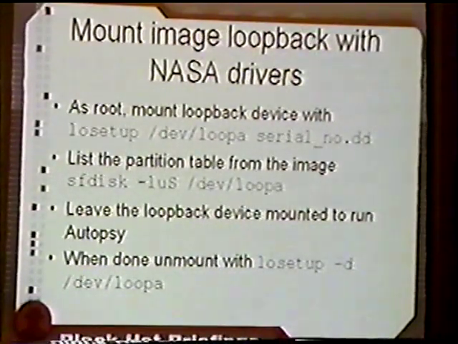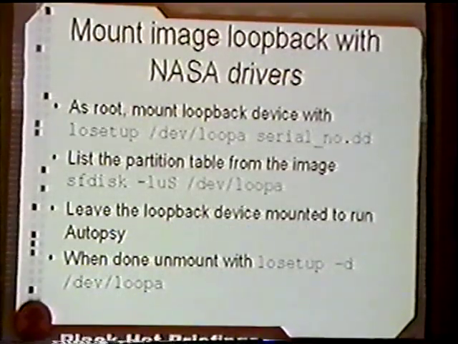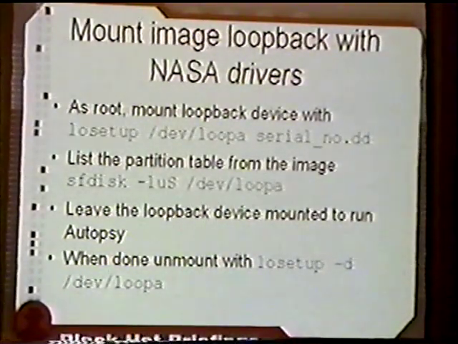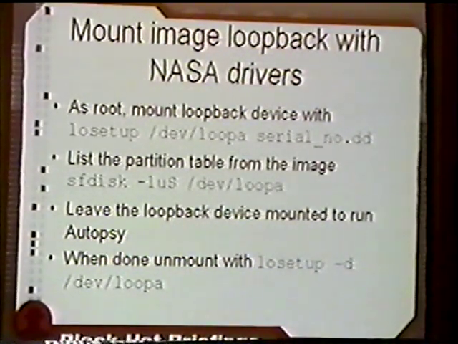Okay, so now we're going to want to mount our image using our Linux loopback drivers. It's fairly simple. We just run losetup on the drive. Then we can do an sfdisk again to make sure that we're reading the partitions properly. You want to leave the loopback device mounted for when you run Autopsy, because we're going to run Autopsy and have it point at those devices.